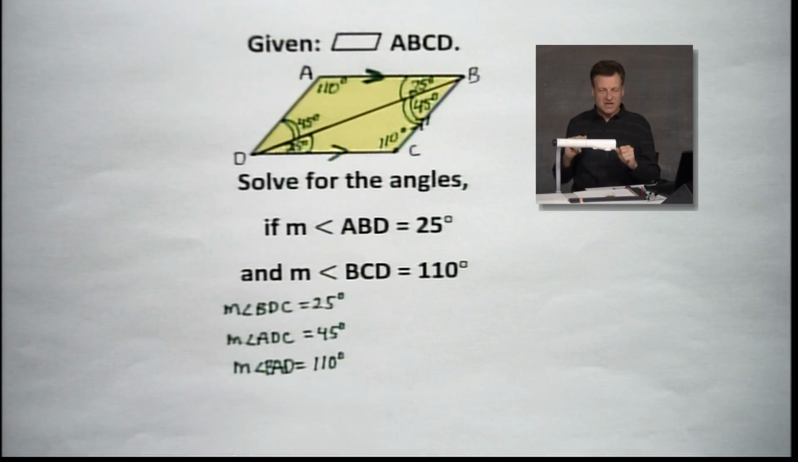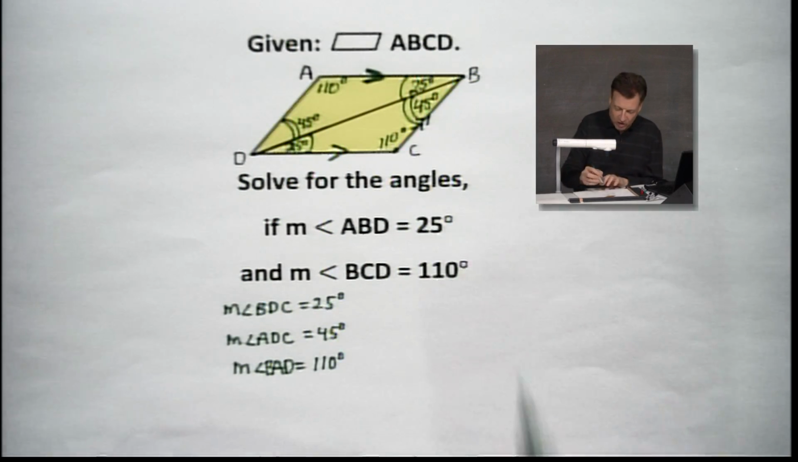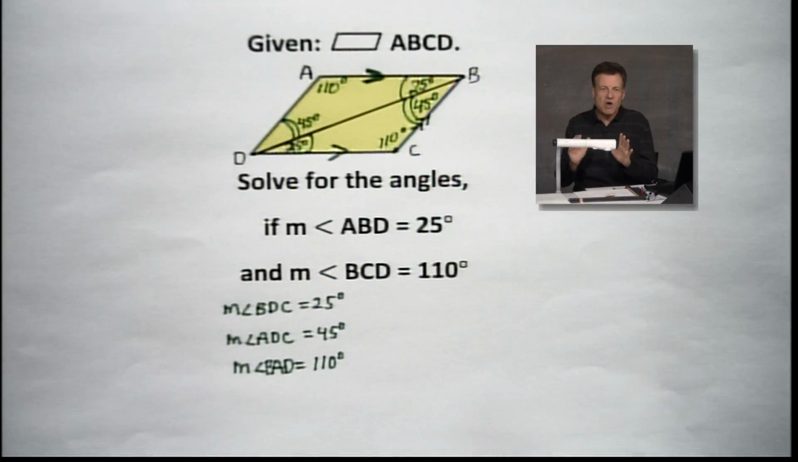Now, some of you are going out there and saying, oh, Ernie, you didn't have to go through all that adding. You could have put 110 right up there to begin with because you remember opposite angles of a parallelogram are congruent. Opposite angles in a parallelogram are congruent. So we could have moved the 110 degrees right in there to begin with.